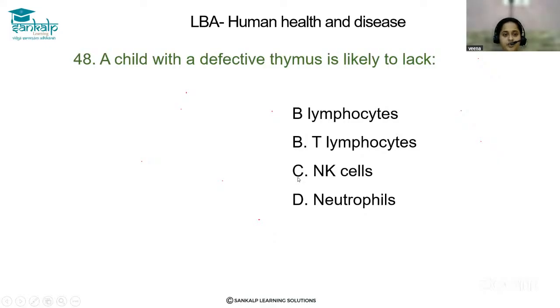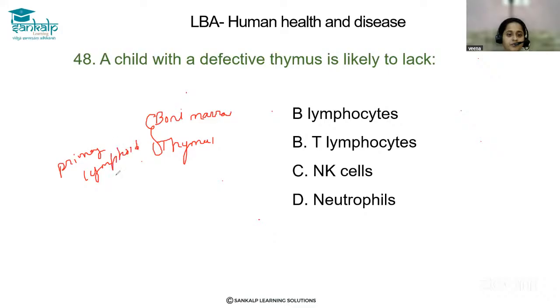Let's solve question 48. A child with a defective thymus is likely to lack. Today, students, you have studied that the bone marrow and the thymus, these two are what? The primary lymphoid organs, right? So here the T lymphocytes are produced in the bone marrow and mature in the thymus, right?